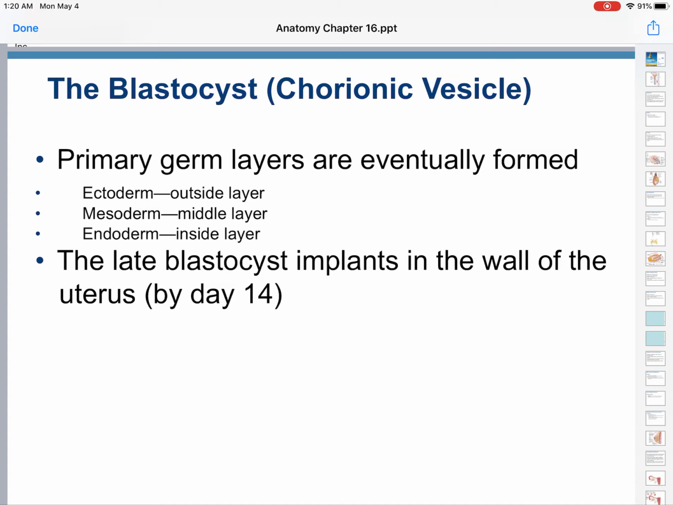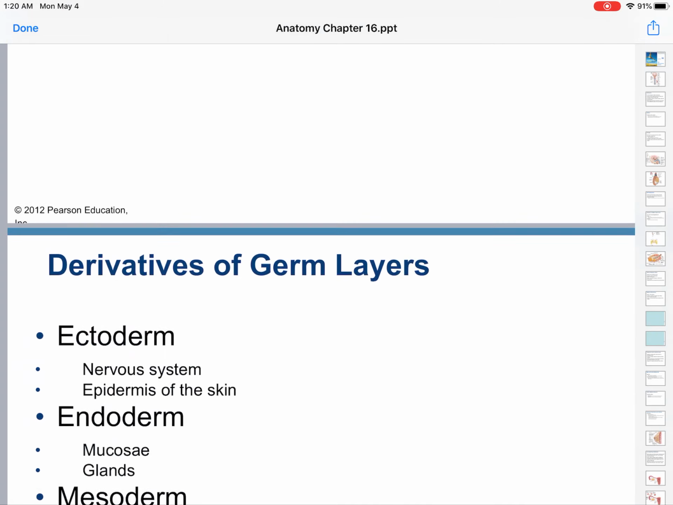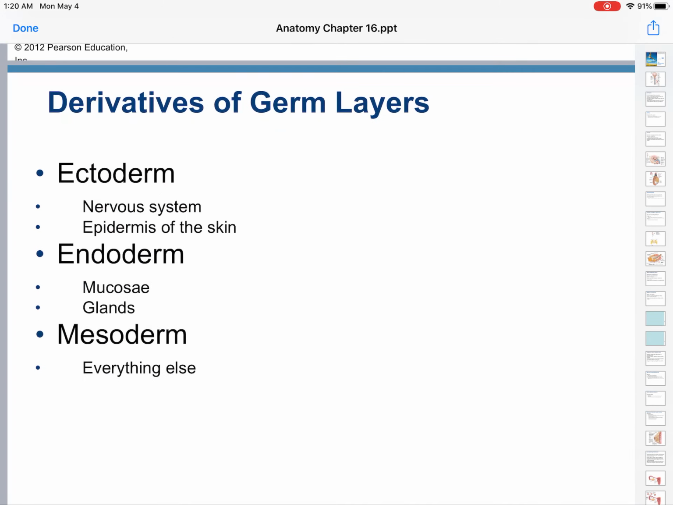Primary germ layers. As with everything, ecto is outside, meso is middle, endo is inside. These are important layers because each of these layers becomes a distinct part of your body later on.